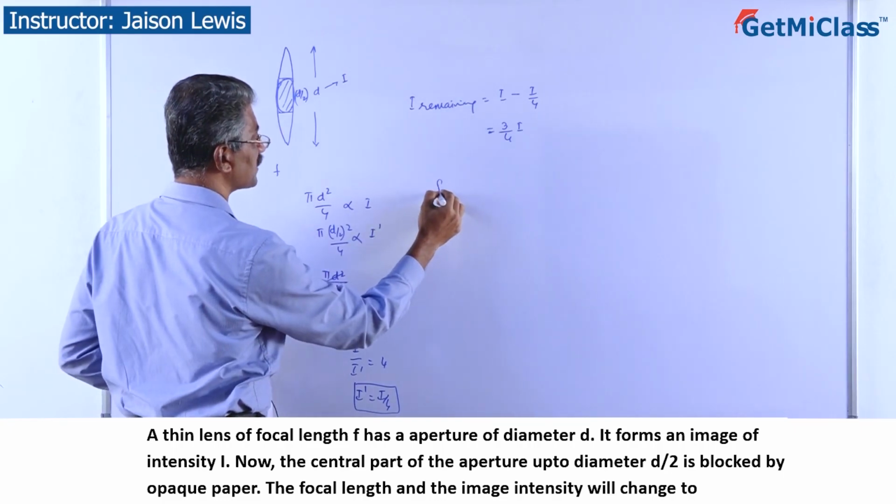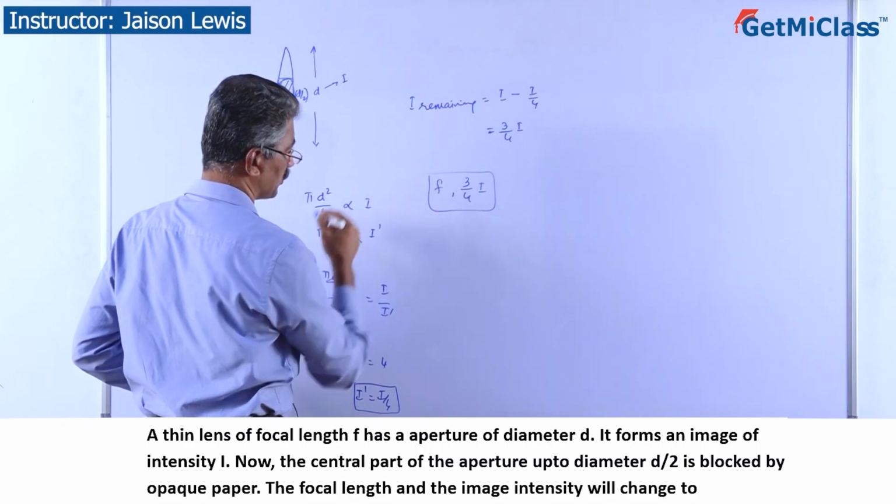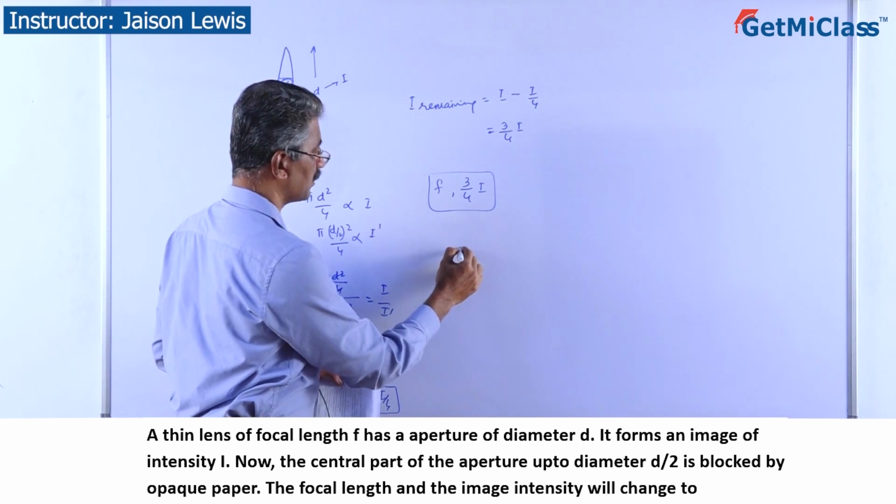Therefore, focal length is f and intensity is 3 by 4 of the initial. So, because 1 by 4 of the intensity is reduced, that is given as option D.